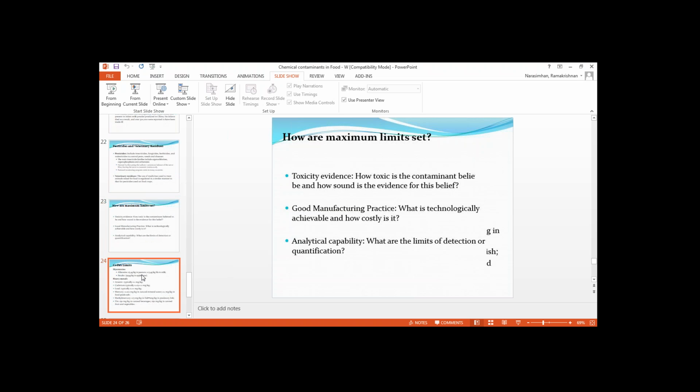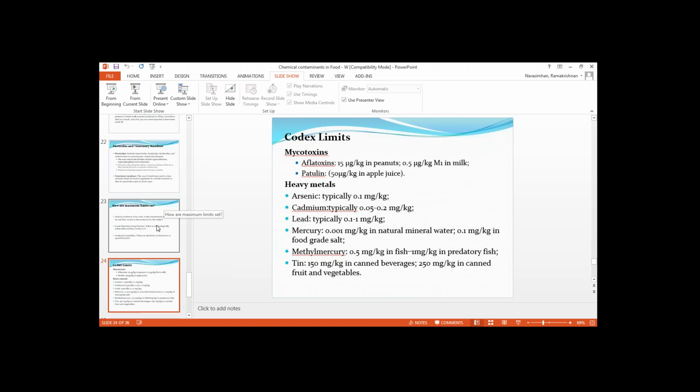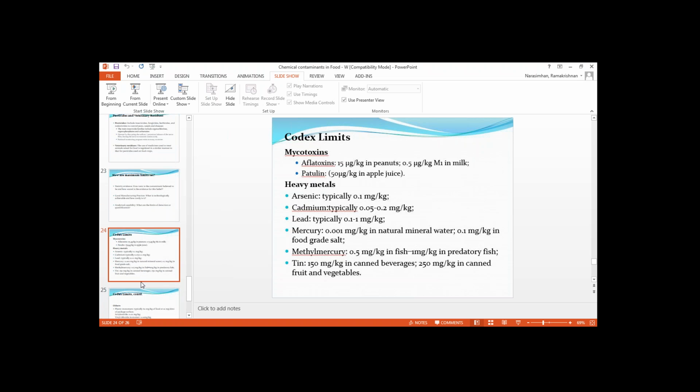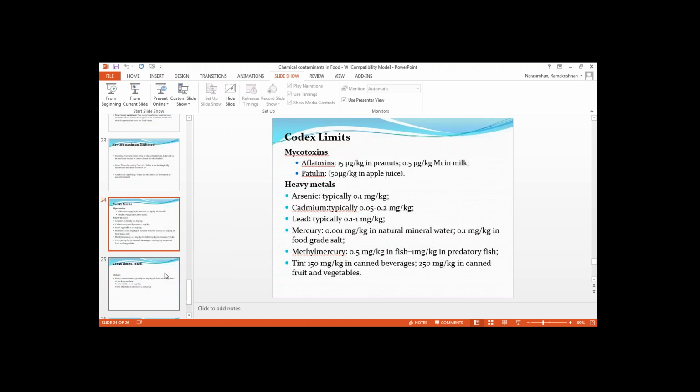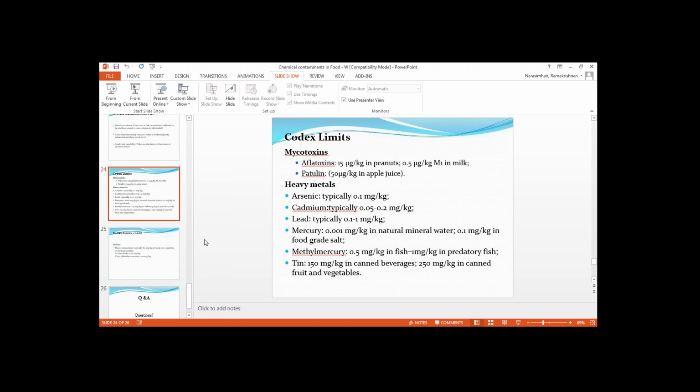The last couple of slides on Codex limits, slides 24 and 25, are purely for your information. Codex has set limits for a variety of chemical contaminants, mycotoxins, heavy metals, and all that. So I've given the information on slides 24 and 25. That's about it, and thank you very much. If you have any questions, I'll be more than welcome to answer them.